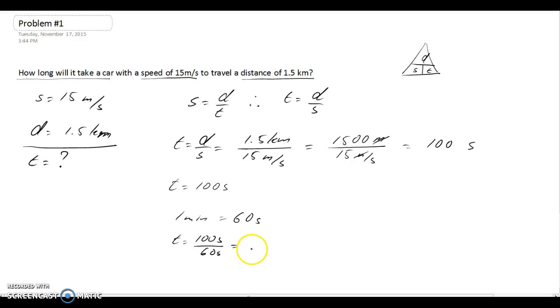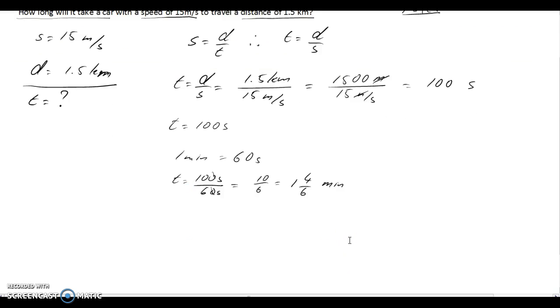Now, if I do that division, I will cancel the zeros. I would get 10 over 6, which is an improper fraction. The improper fraction as a mixed number would be 1 4/6. So this is 1 4/6 minutes, which would be a very feasible answer, but once again, it's not something that we commonly use.